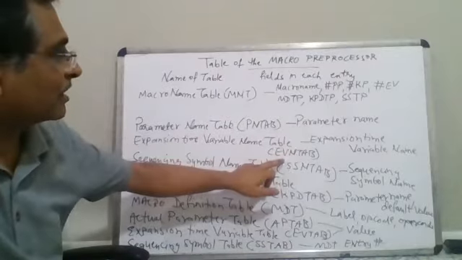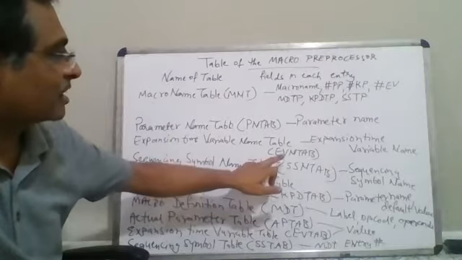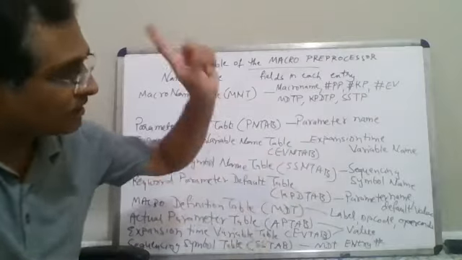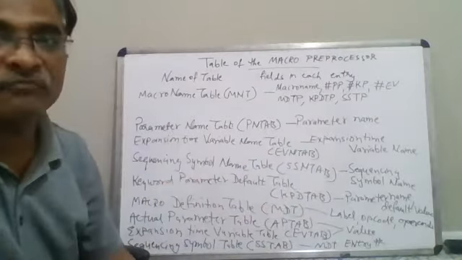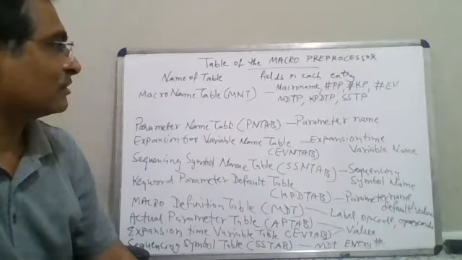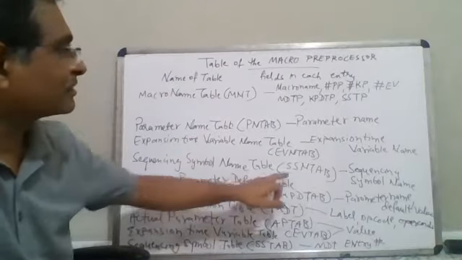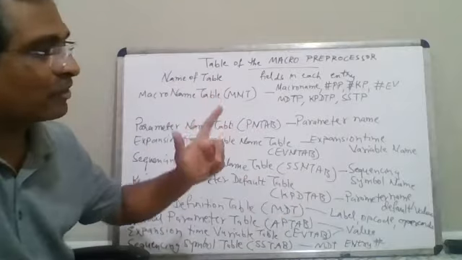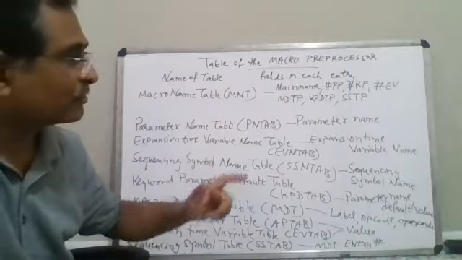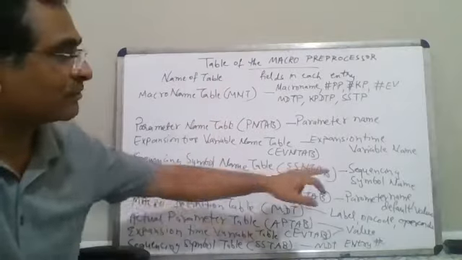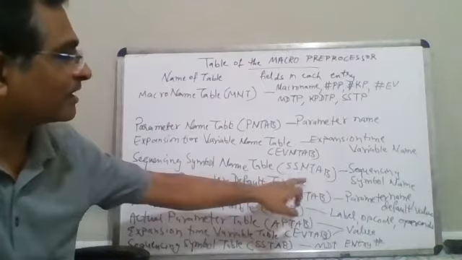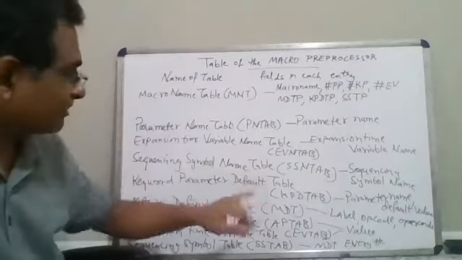Then in the expansion time variable name table, there will be the expansion variable. In the previous example, I told you there was an M variable, right? So expansion time variable EV. Then the sequencing symbol: I told you there was a jump to some statement, a jump to some label, and that was nothing but the sequencing symbol name. So the MORE entry would be coming up here, as in the previous example we have seen.